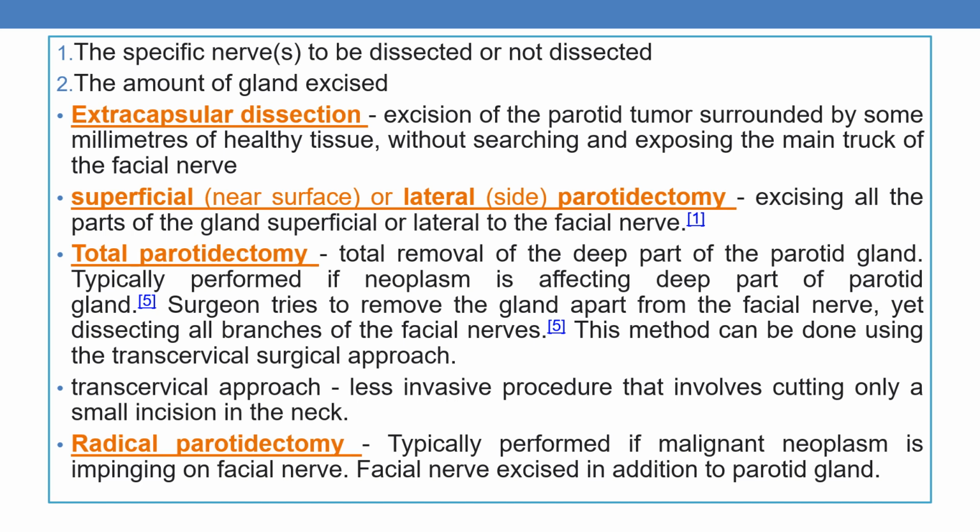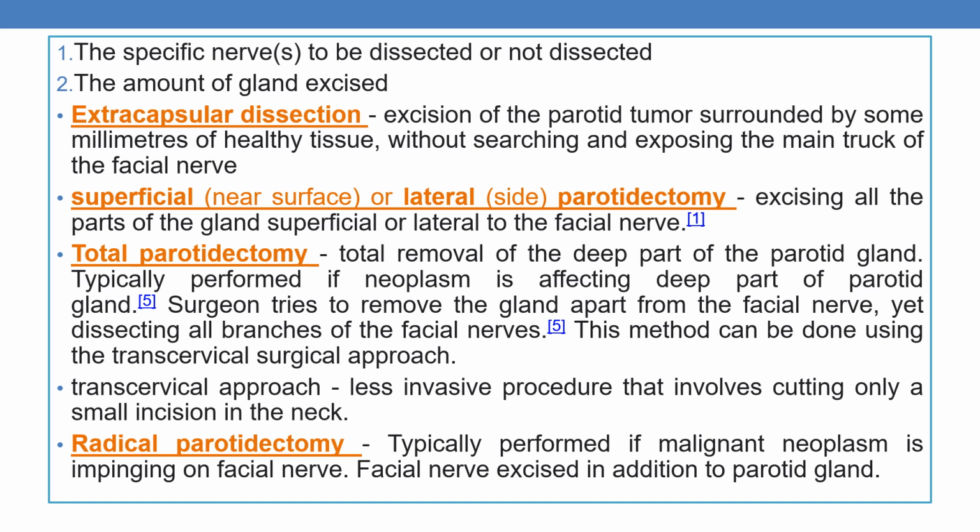The next type is superficial, that is near the surface, or lateral parotidectomy. Here, all the parts of the gland superficial or lateral to the nerve are excised. That is, partial excision of the gland is done, the parts that are superficial or lateral to the facial nerve.